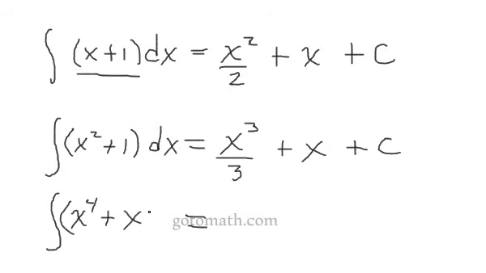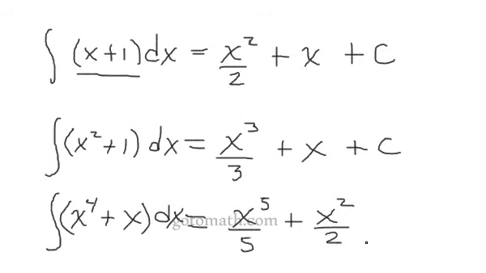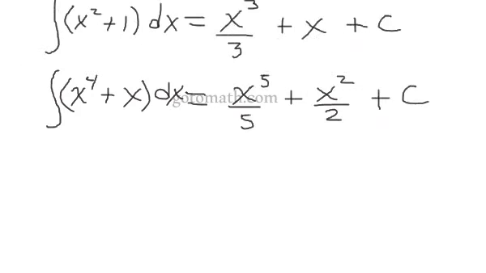Plus x dx. Alright, so we're going to have x to the 5th over 5 plus, and then of course this is going to be x, remember, add 1 to the exponent, over 2, and then plus c. It's that simple. And you know something? We got lots of time. Let's work some more.